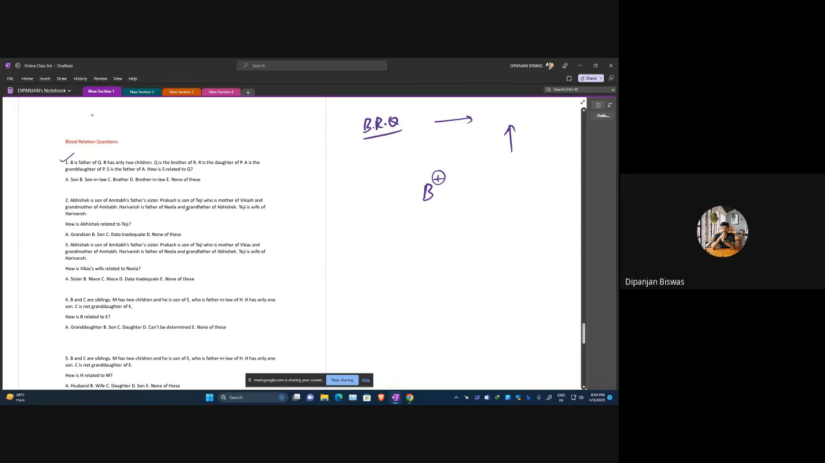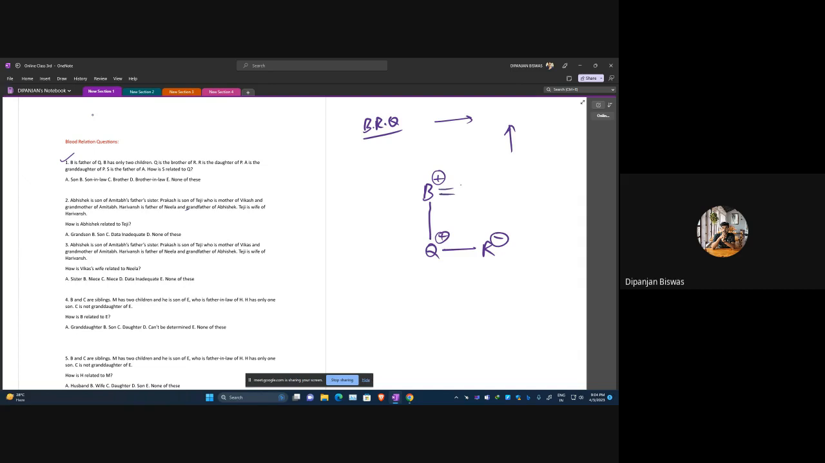So B is father of Q. Father means we are moving generations, so Q should be coming here. B has only 2 children, so Q should have one brother or sister. We don't have anything definite about that. Q is the brother of R. So R should be the remaining child of B. Again, we are given R is the daughter of P. Daughter means minus sign, female gender.